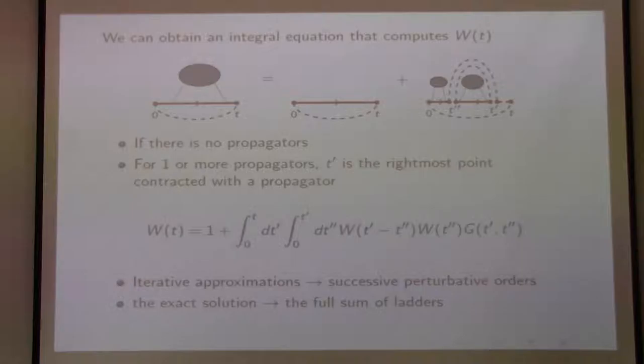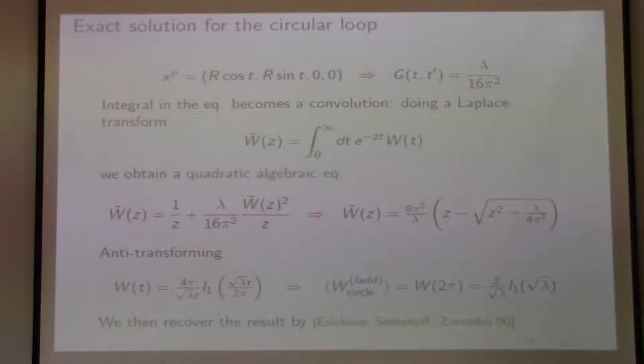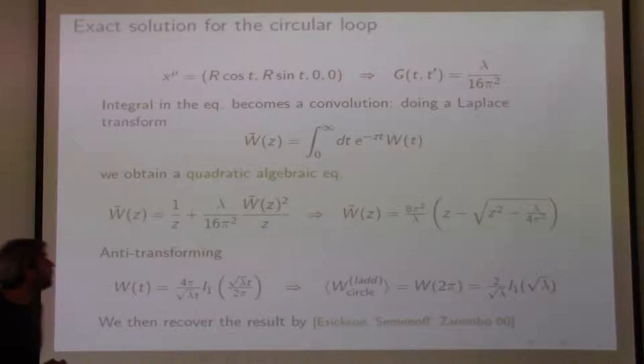So this equation will apply for arbitrary shapes. So far I'm not saying anything about this. If you manage somehow to solve this exactly, you will get the whole sum of ladder diagrams. But this holds for any shape, and trying to solve it for any shape would be a really daunting task. Nevertheless, there is a simpler case. The case becomes very simple if you consider the circle.